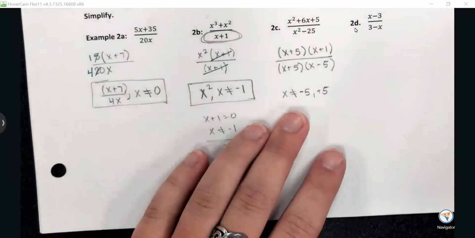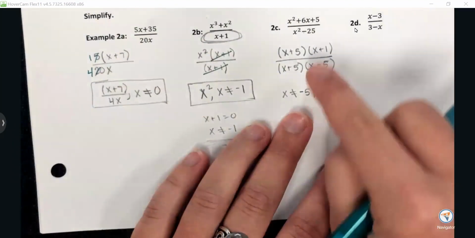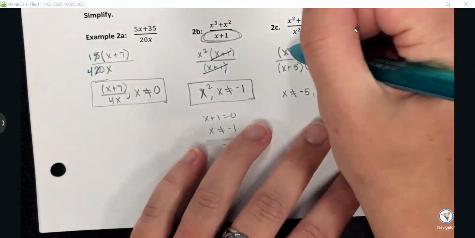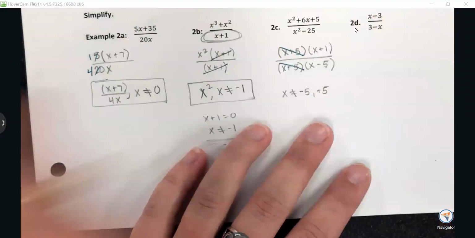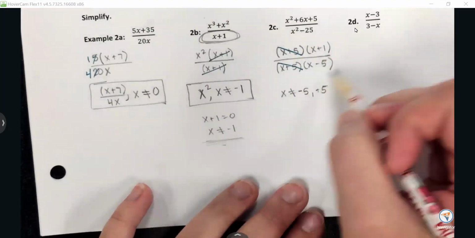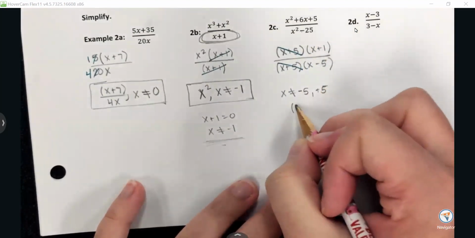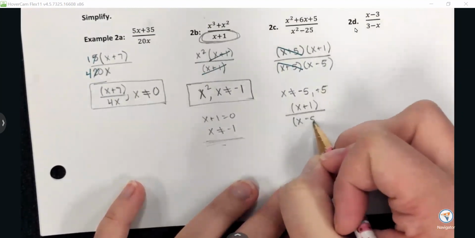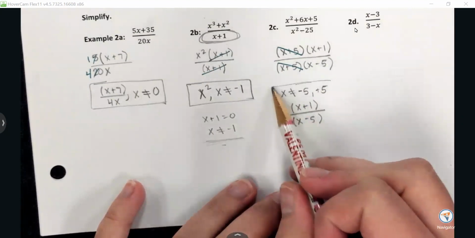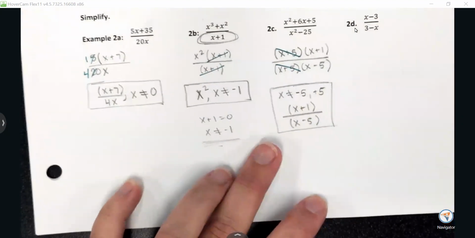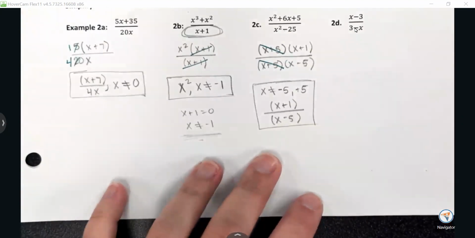Okay. So now in my problem, what factors can I cancel? What's exactly the same? X plus 5 and x plus 5 are exactly the same. So what is my simplified fraction? X plus 1 over x minus 5. Yes, if you write it with the x does not equal on top, that's fine. I won't take off for that.